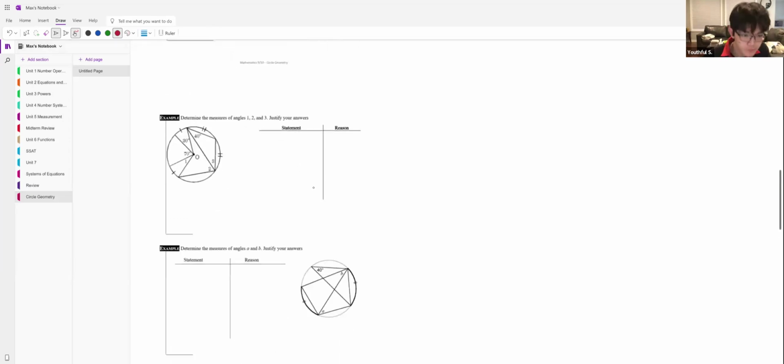Okay. Try this one on your own then. Determine the measures of angle 1, 2, and 3. Justify your answers. So we're looking for this angle, and this angle. All right. Try it on your own.